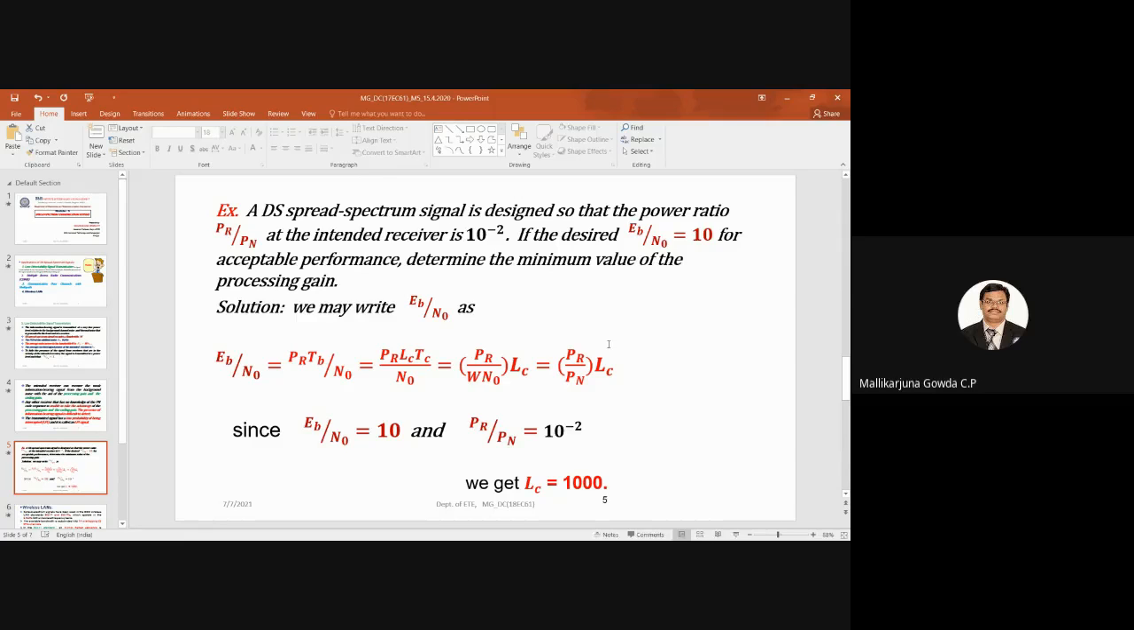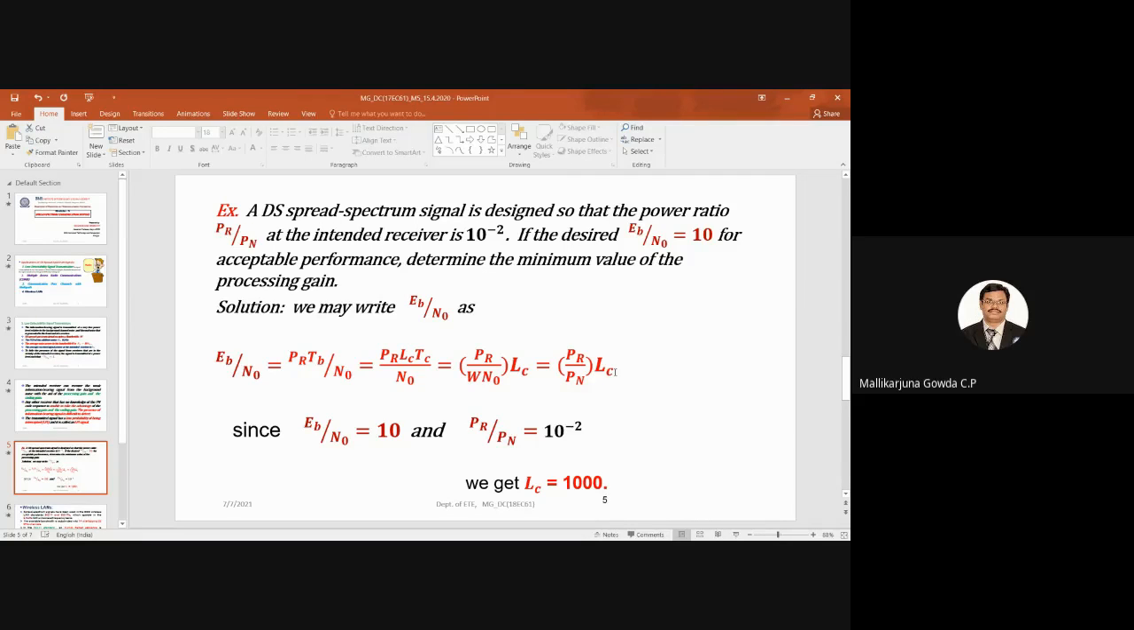It is done also. I think people should be able to understand that. So Eb by N naught is 10 and Pr by Pn is 10 power minus 2. If I substitute that, I can say what is Lc. Is Lc 1000? Is it correct what I have done?